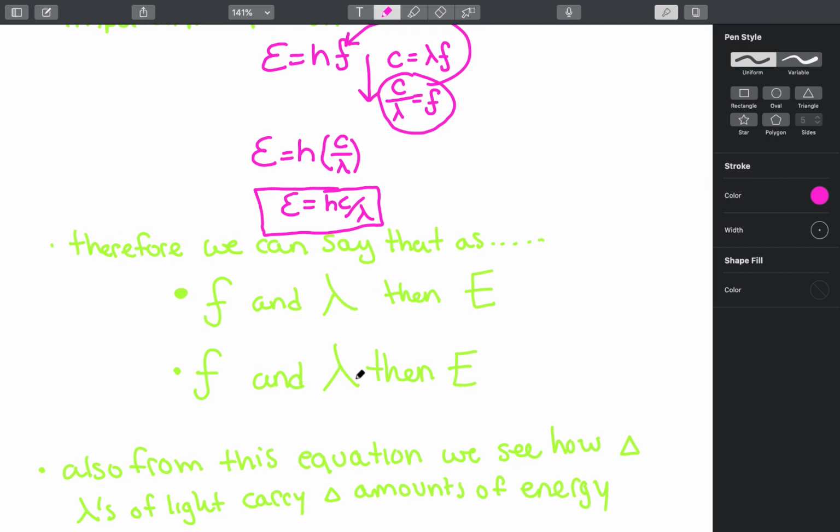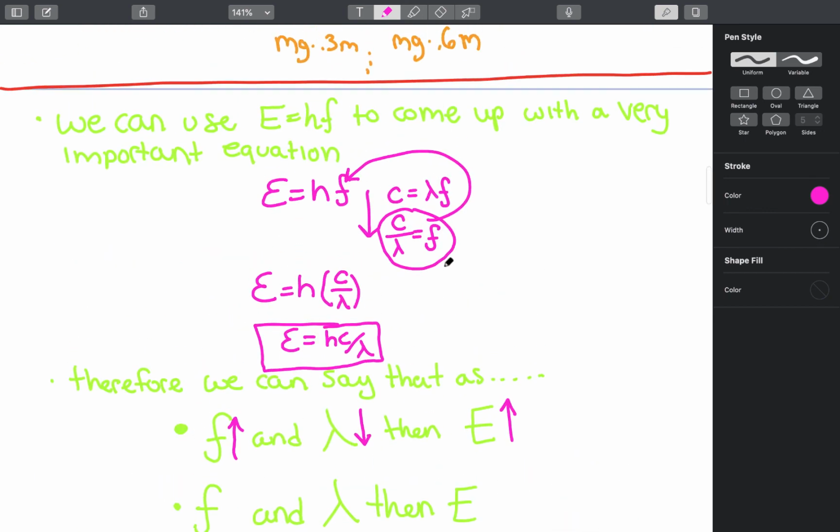So therefore, we can say that as frequency increases and wavelength decreases, the energy must increase, right? So why does this make sense? Well, recall that f, frequency, is equal to c over lambda. And remember this from the last video, as wavelength increases, frequency decreases. And as wavelength decreases, frequency increases. Therefore, the same should be said for energy.